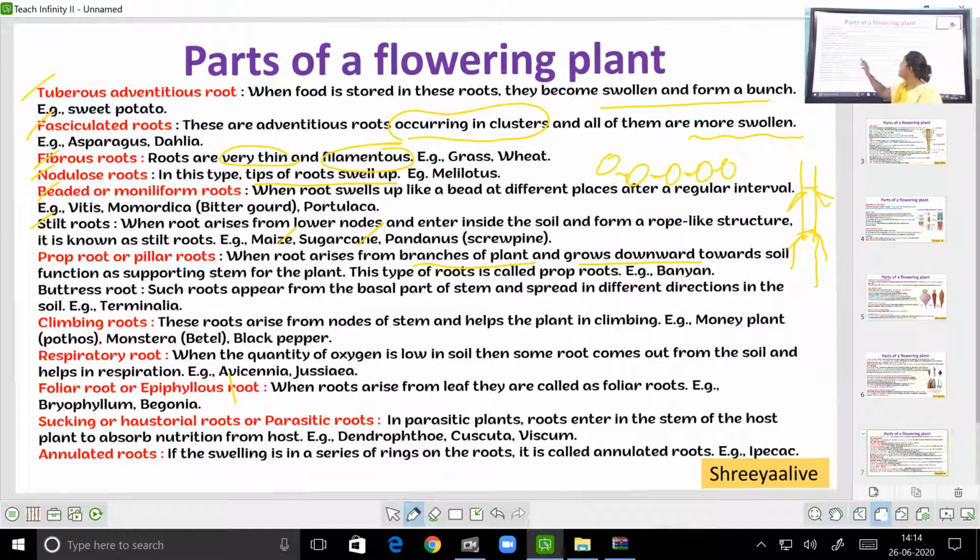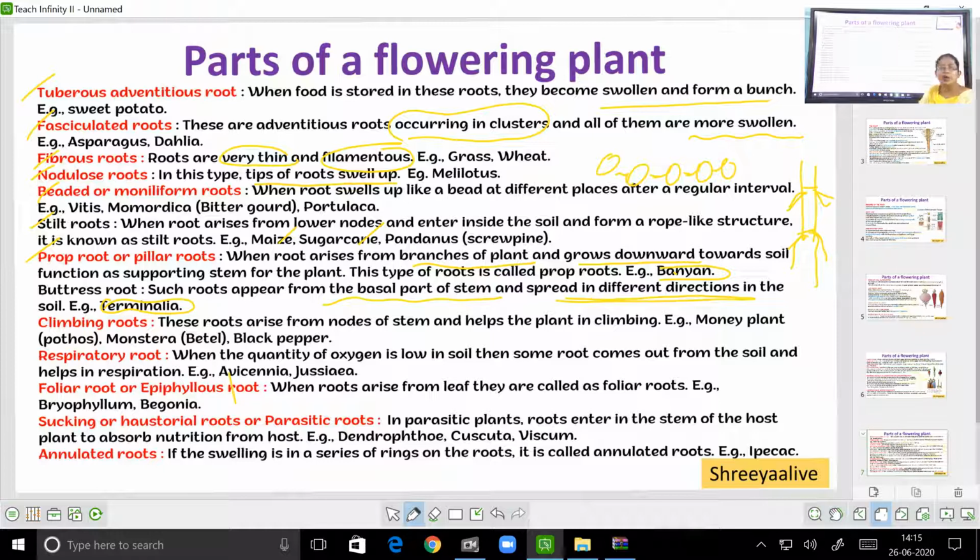Such roots appear from the basal part of the stem and spread in different directions, and are called prop root or pillar root. Example is banyan. Then you have buttress root. These are the roots which appear from the basal part of the stem and spread in different directions. Example, Terminalia. Now we have another root, that is climbing root.